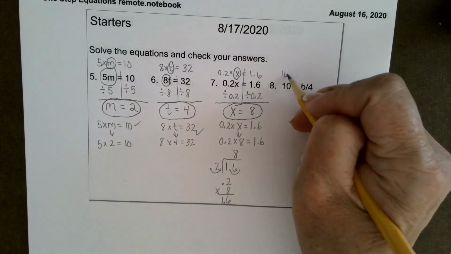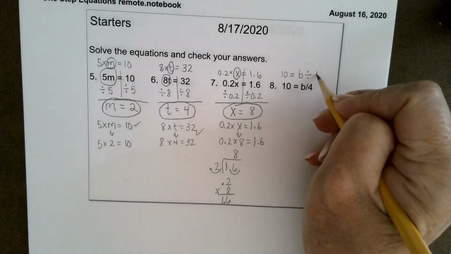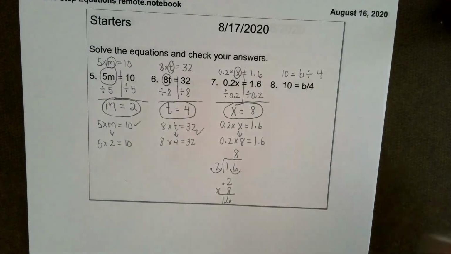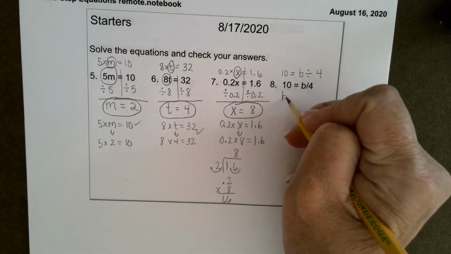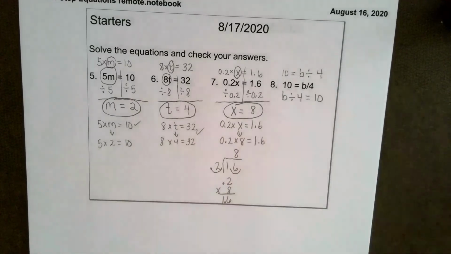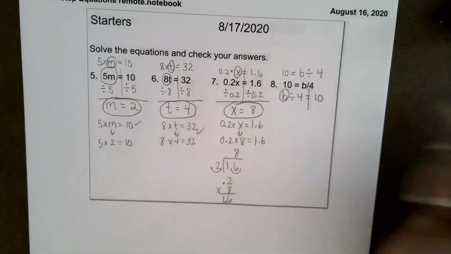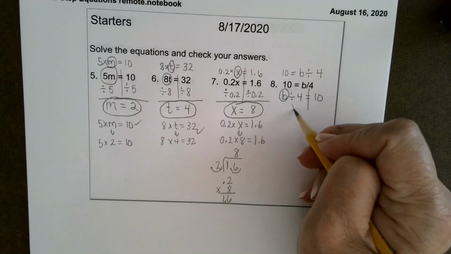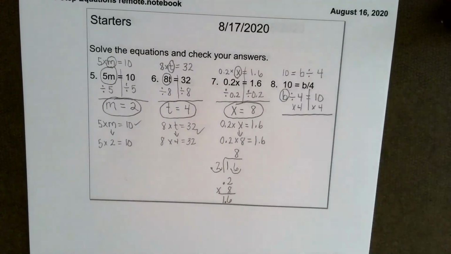And then this is 10 is equal to b over 4. Remember that that fraction bar means divide, so b divided by 4. Some of you don't like that the equal sign is on this side. You can just rewrite the problem. So b divided by 4 is equal to 10. We're solving for the b, splitting the equation. The opposite of dividing by 4 is multiplying by 4. Multiply both sides of the equation by 4.